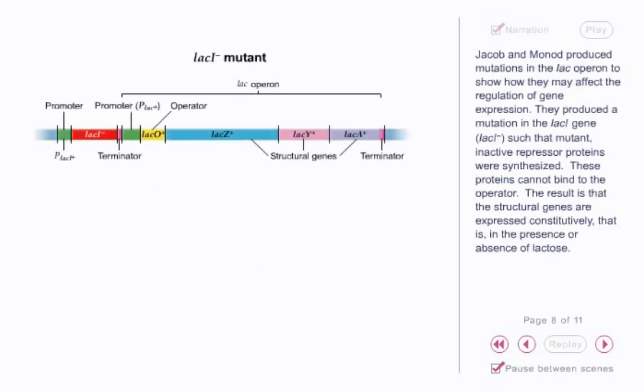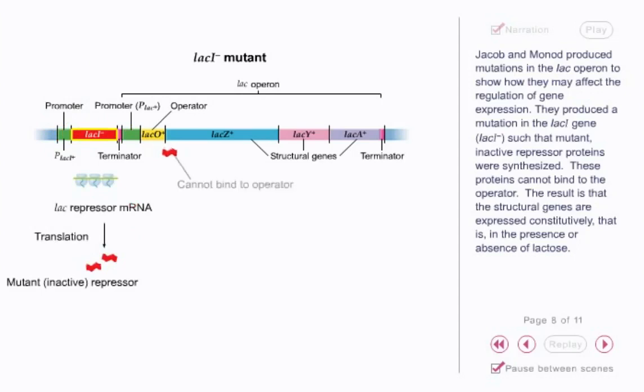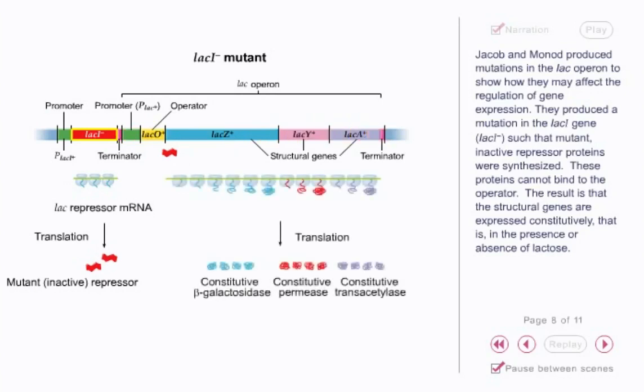Jacob and Monod produced mutations in the lac operon to show how they may affect the regulation of gene expression. They produced a mutation in the LacI gene, LacI-, such that mutant inactive repressor proteins were synthesized. These proteins cannot bind to the operator. The result is that the structural genes are expressed constitutively, that is, in the presence or absence of lactose.